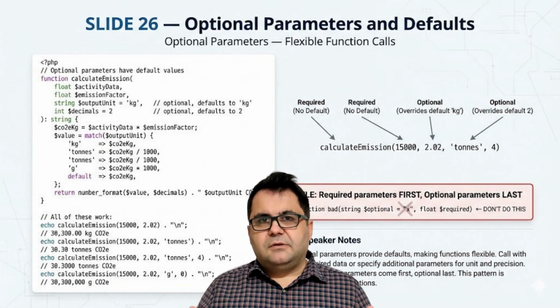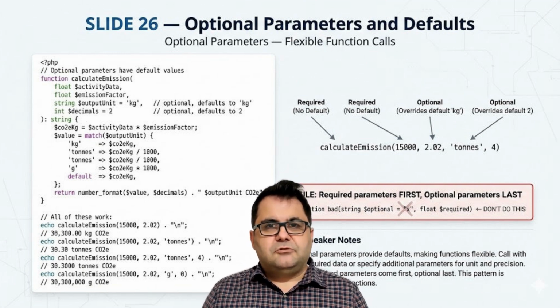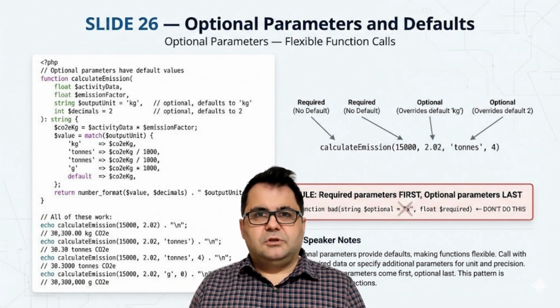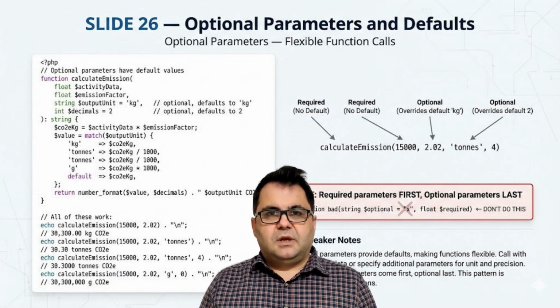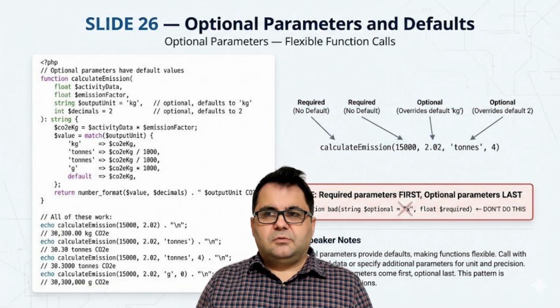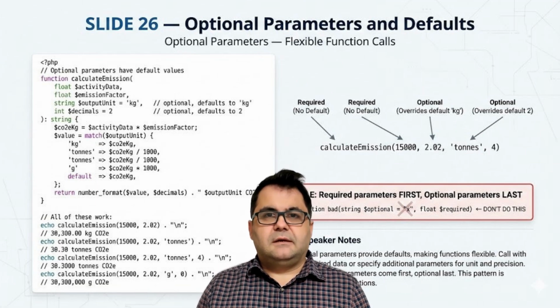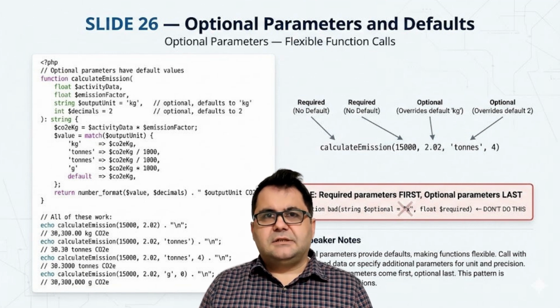Optional parameters have default values if the caller doesn't provide them. The defaults are used. This makes functions flexible without making every call verbose. Our calculate emission function can be called with just the activity data and factor for a quick kg result, or with additional parameters for different units and precision. The rule is simple. Required parameters come first, optional parameters come last. You can't put an optional parameter before a required one. This design pattern is everywhere in PHP's built-in functions. number_format($n, $decimals) has the same structure.